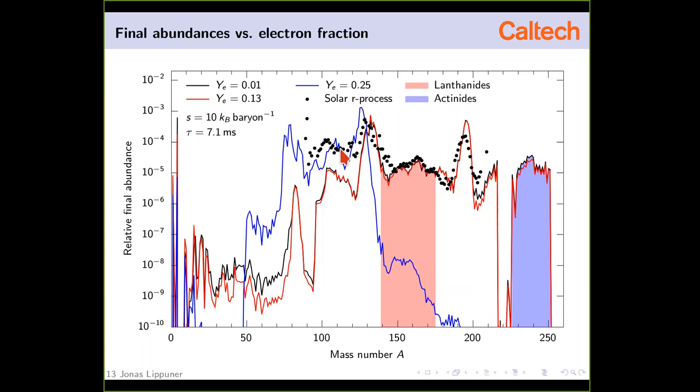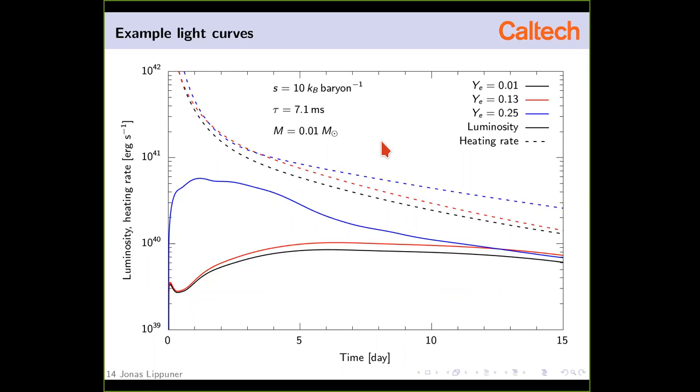And so as I told you, we wanted to look at this from the point of view of kilonovae. Here are some example light curves, which we calculated with a very simplified gray radiation transport scheme. Again, these are the three cases from the previous slide. For the very neutron-rich cases, the black and red curves, we get a very dim transient that peaks on a timescale of around a week or so.